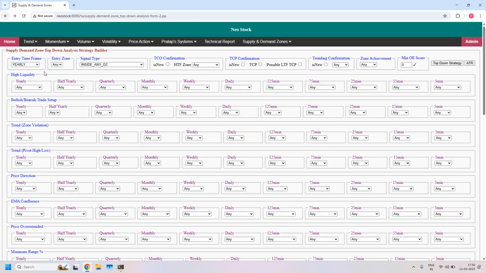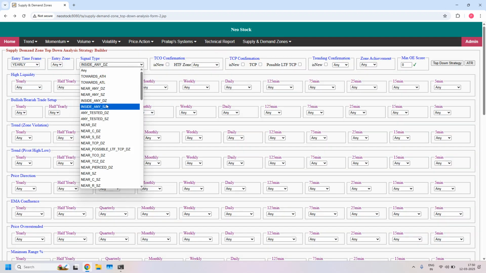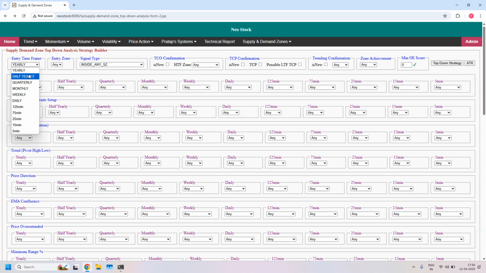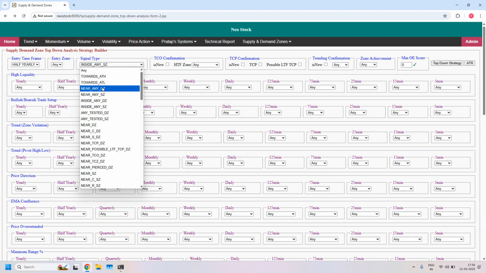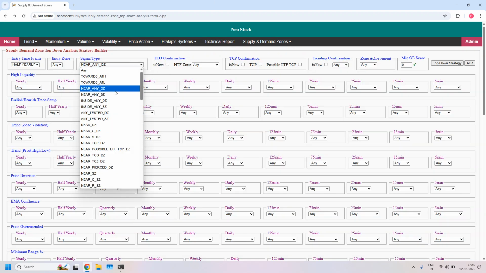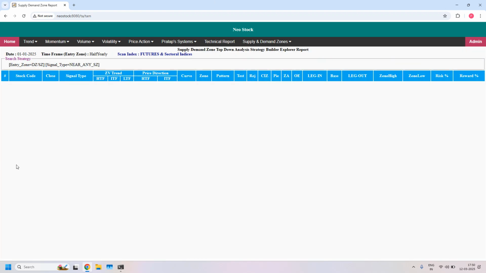Okay, next. Price closed inside the yearly supply zone. We don't have any stocks. Next time frame, half yearly. Stocks near half yearly demand zone. 2 stocks are filtered. Next, stocks near half yearly supply zone, no stocks.